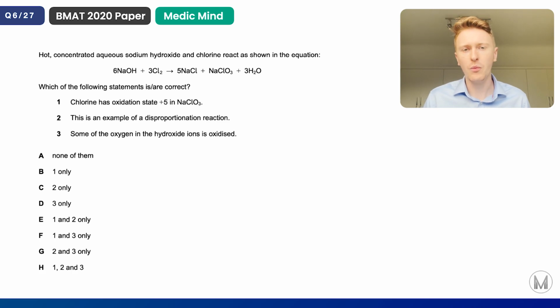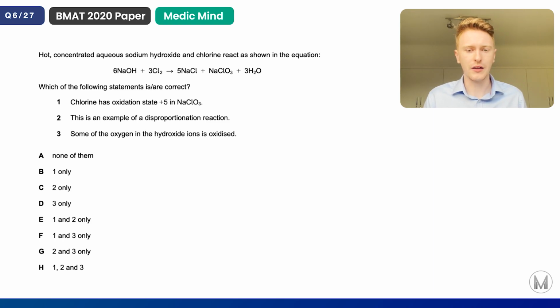Back to chemistry then, and we're on question 6 of 27 of the BMAT 2020 section 2 paper. This question is all about oxidation states and which elements are being oxidized or which elements are being reduced and how their oxidation numbers are changing. We can see that this reaction is here in front of us, and it should already flag up in your mind that this could be a disproportionation reaction. It's an unusual reaction, one that we wouldn't typically see, and therefore maybe there's a reason why it's been put in front of us. So already we can probably lean towards statement number 2 being correct.